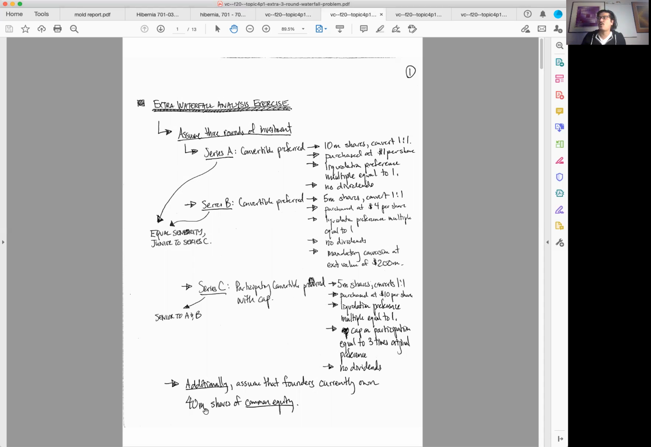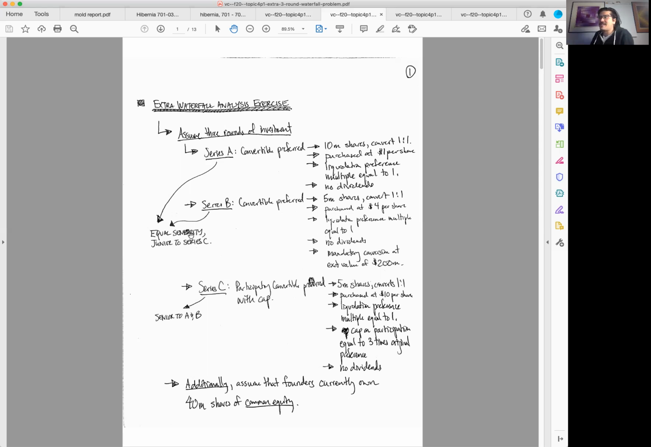So founders have 40 million shares of common equity. Series A is convertible preferred, 10 million convert 1-to-1. Purchased at $1 per share, liquidation preference multiple equal to 1. This looks the same as my last example so far. It changes a little bit with Series B convertible preferred because it's still 5 million shares, $4 per share, liquidation preference multiple of 1, no dividends, but I just added one extra thing, mandatory conversion at 200. So far, so good? And now we have a Series C.